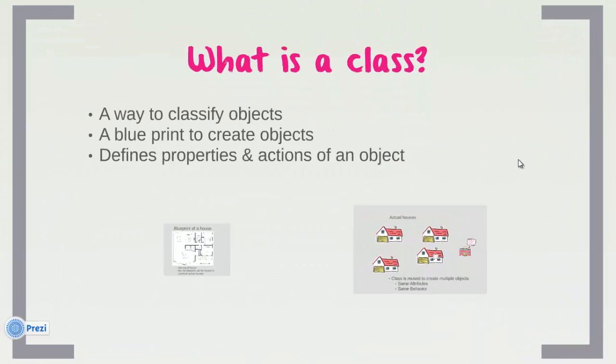So what is a class? Class is actually a way to classify objects. All objects are not the same. They actually belong to different categories. So class categorizes those objects. It's also a blueprint to create objects. A blueprint is created by defining properties and actions of an object.